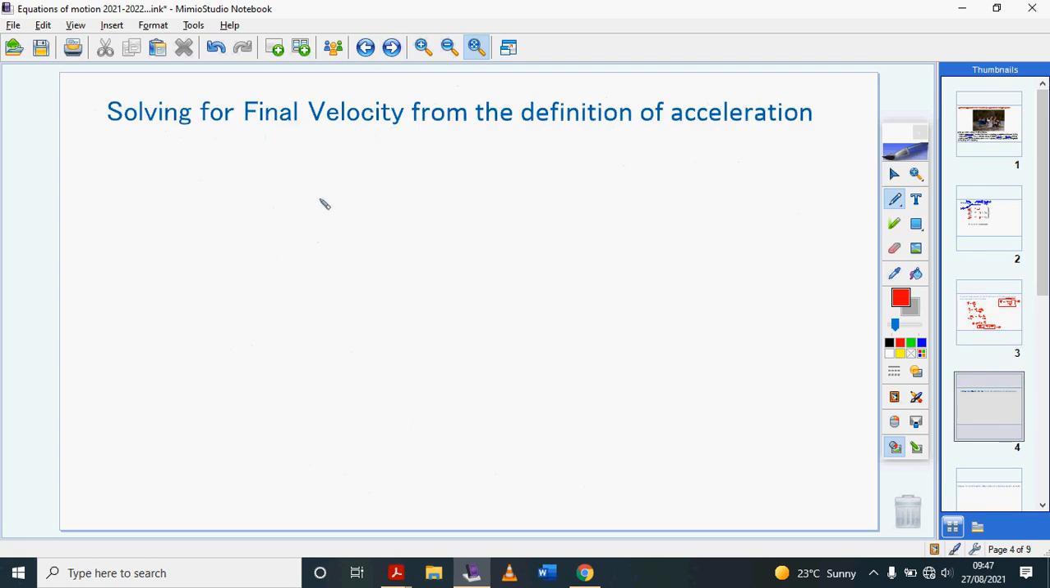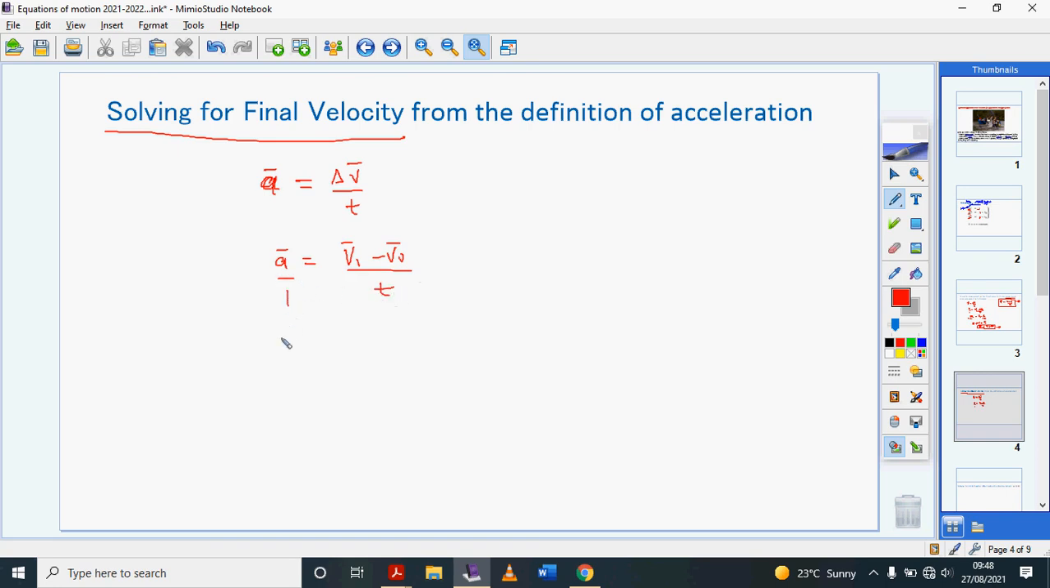All right, moving on. What if I want to find the final velocity, from the definition of acceleration? I know that acceleration is the rate of change of velocity, or change in velocity over a given time. So my acceleration will be v1 minus v0, because that's the change in velocity, divided by t.